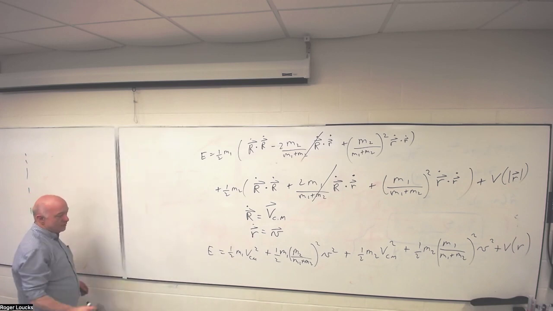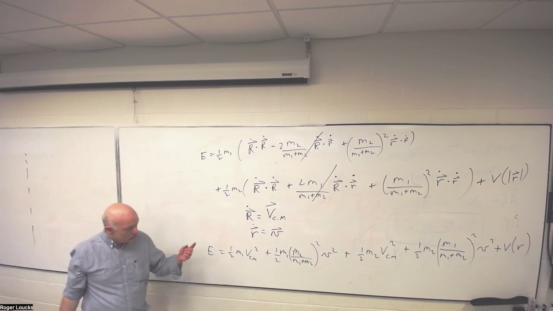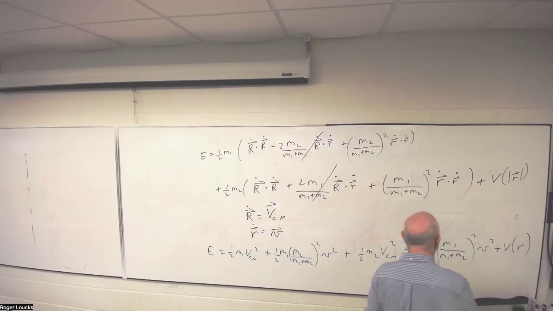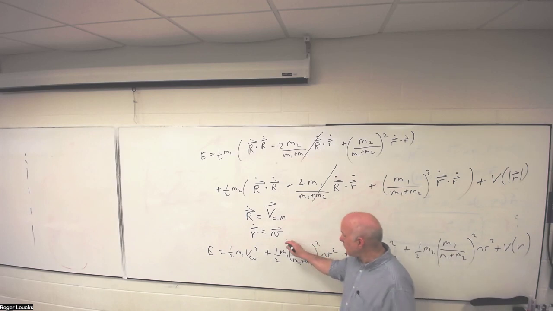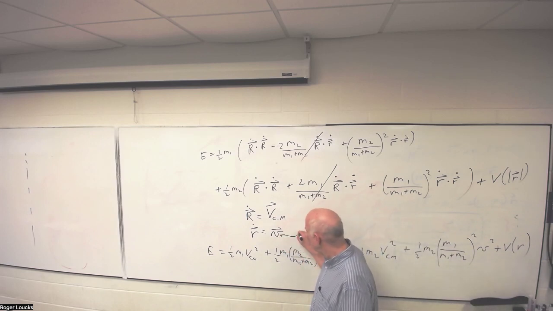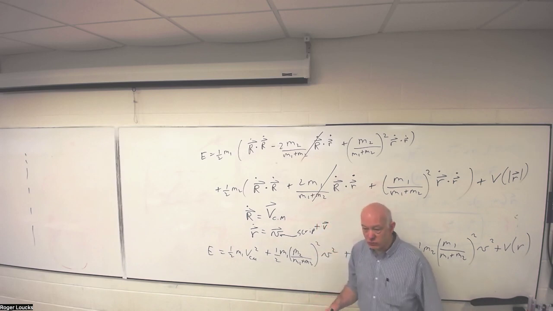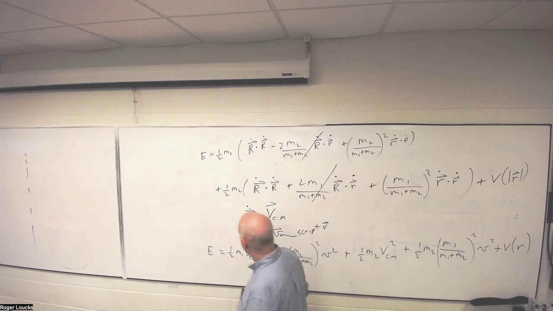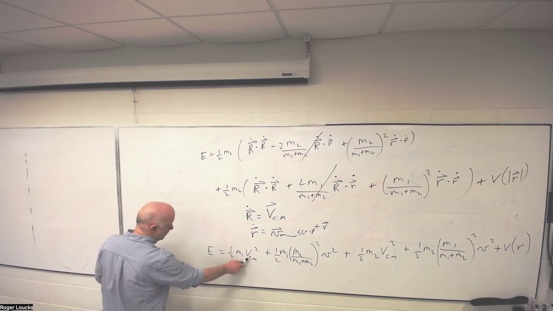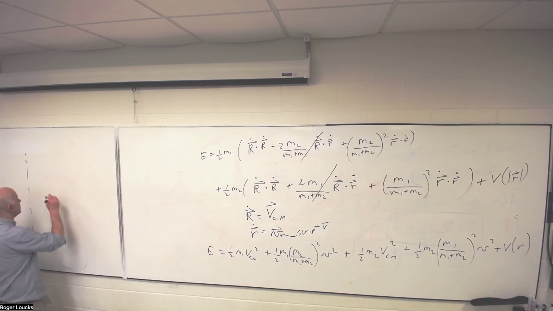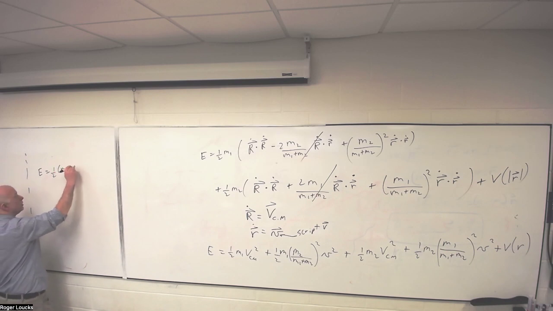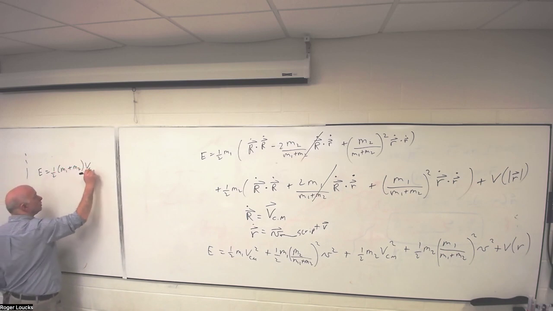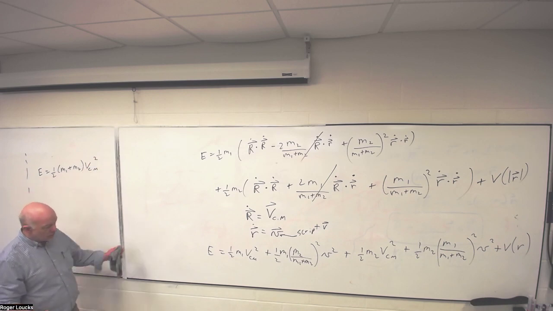What is this symbol, like a weird v or nu? Oh, this is just a velocity, like a script v, just to distinguish it from all the other groups. So I can group all the center of mass terms. Then I can group all the other terms.